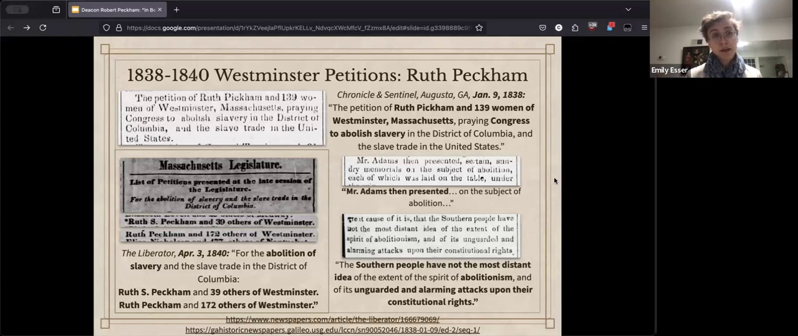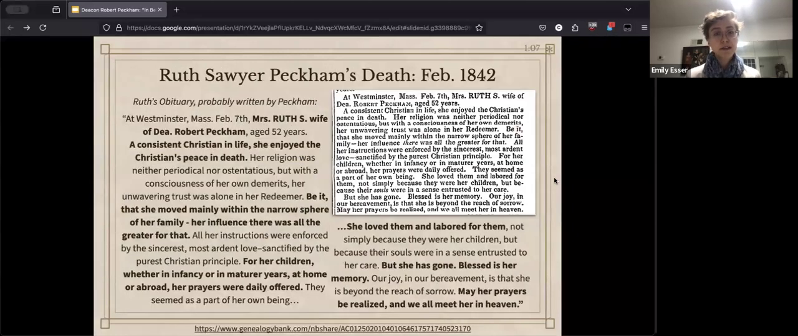And the Peckhams, the whole Peckham family, not just Robert, were participating here. But unfortunately, Ruth Sawyer Peckham passed away in 1842. Her obituary is very touching.